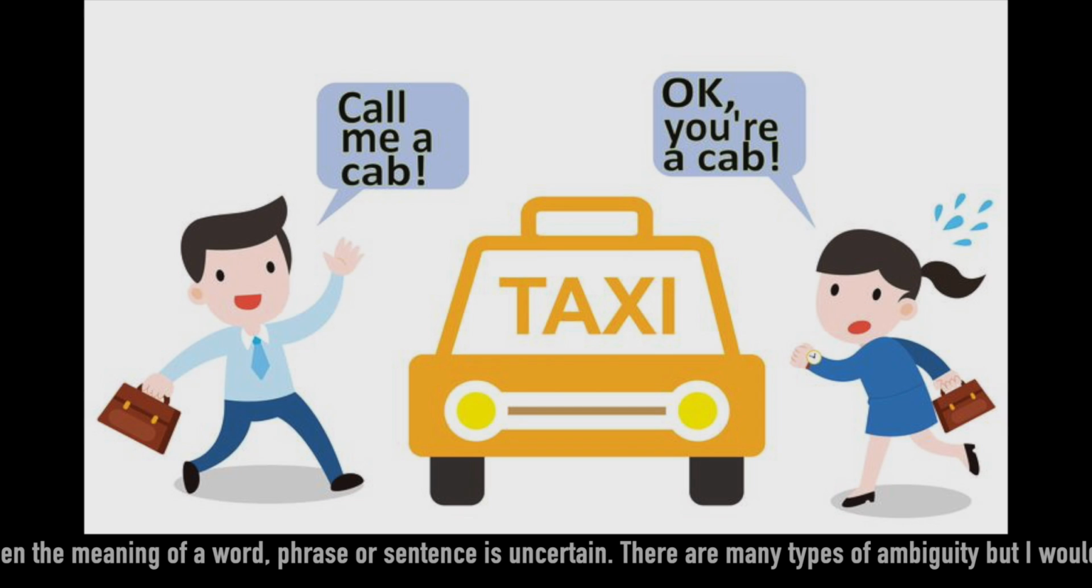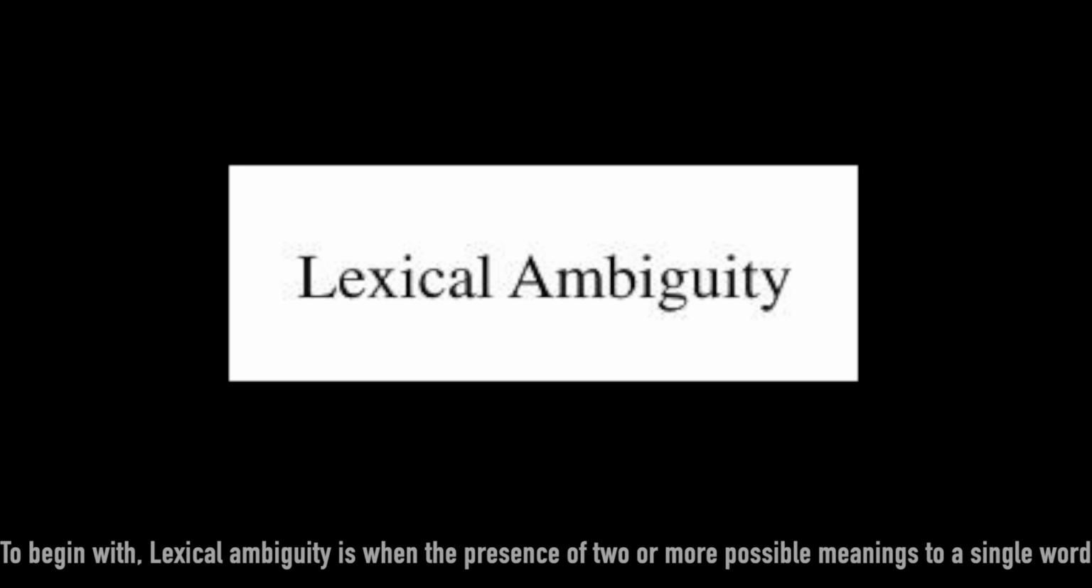Hi, I'm Princess Ayamwa, and I'm here to speak on the topic ambiguity. Ambiguity is when the meaning of a word, phrase, or sentence is uncertain. There are many types of ambiguity, but I'll just focus on three. There's the lexical ambiguity, the referential ambiguity, and the syntactic ambiguity. To begin with, lexical ambiguity is the presence of two or more possible meanings for a single word.